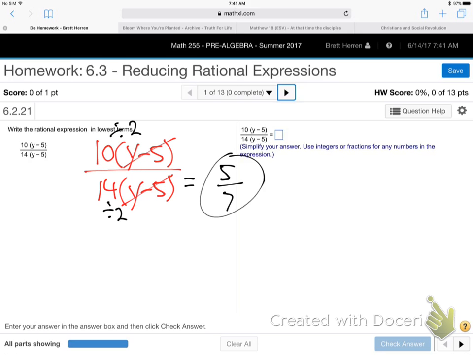Say if you multiplied it out, would you still get 5 sevenths? It might not look like it's 5 sevenths. If you multiplied it out, you'd get 10y minus 50, and then 14y minus 70. That doesn't really look like 5 sevenths, does it? It is, technically, but I wouldn't suggest multiplying it out because you won't be able to tell.